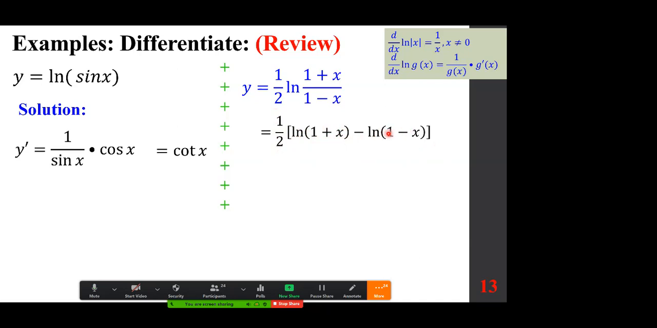Minus, flip this over, 1 over 1 minus x, times the derivative of the inside, which is negative 1. So one more time. Here's 1/2. This one, flip it over. What is the derivative of the inside? 1. Minus, flip it over. What is the derivative of the inside? Negative 1. So I'm going to show you what happens to the brackets.